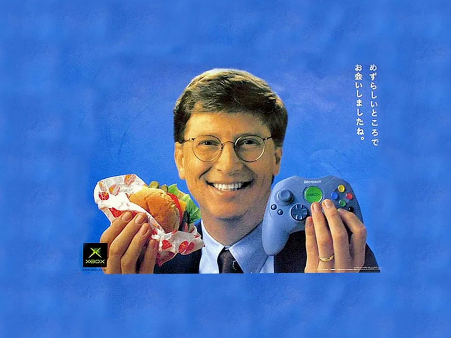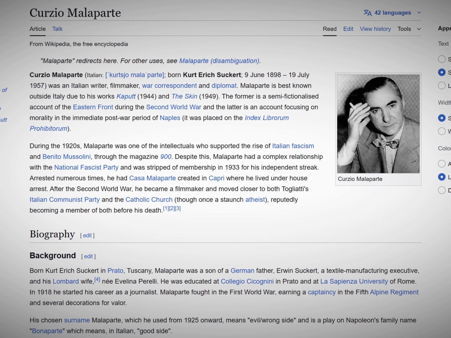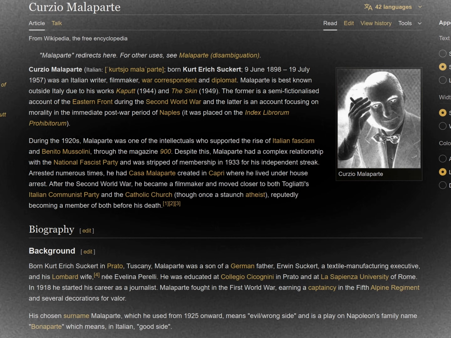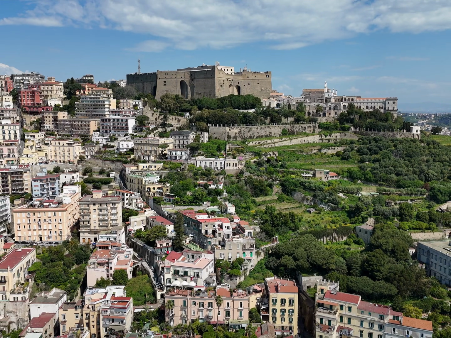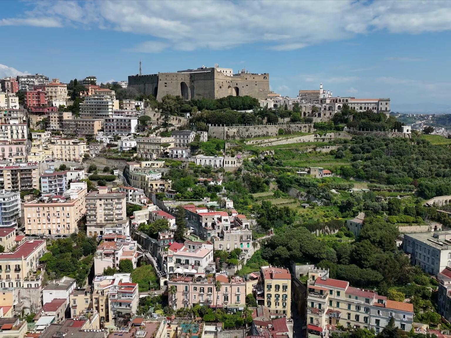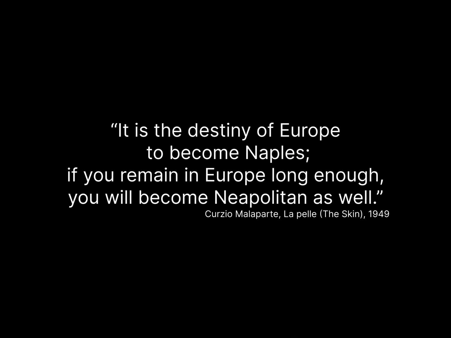There's a quote that I remember from, disclaimer, I am not endorsing this person, Curzio Malaparte. We had to study him in college because he was Mussolini's propagandist. He was talking about Naples, which I still have to visit. And I know that by saying this, I will summon like 10,000 Italians in the comments. He said something like, it's the destiny of Europe to become Naples.